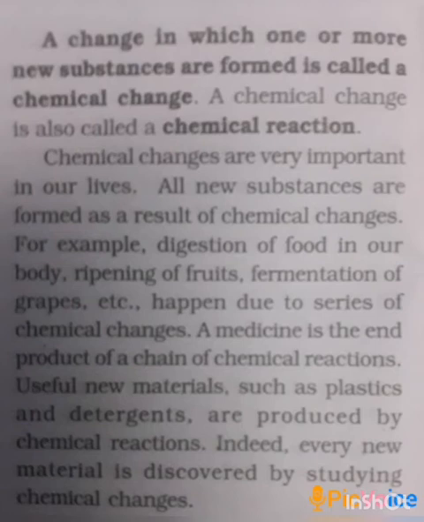We saw that in each change, one or more new substances were formed. Isn't it, children? Yes. In activity 6.6, the ash was a new substance formed when magnesium was burnt in air. Then, what about in activity 6.7? The reaction of copper sulfate with iron produced iron sulfate and copper. Both of these are new substances.